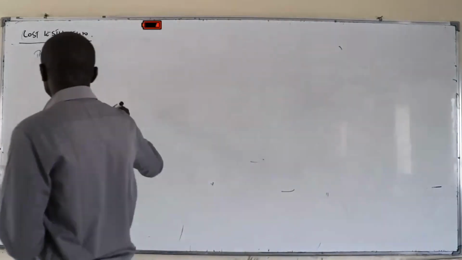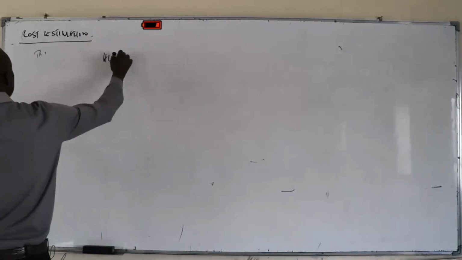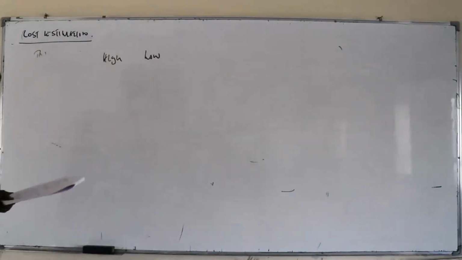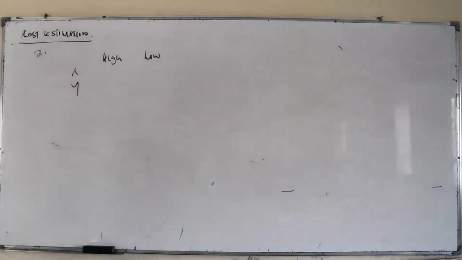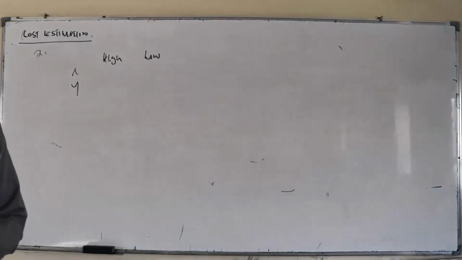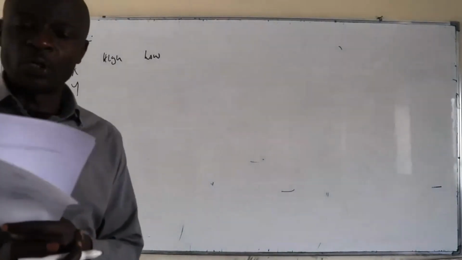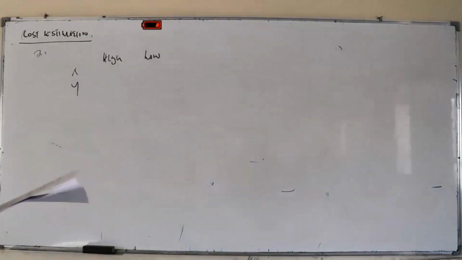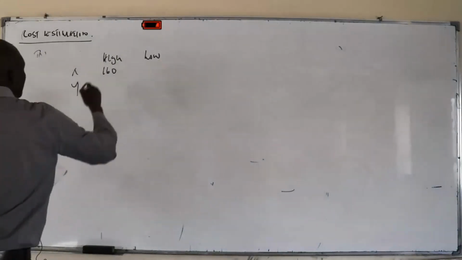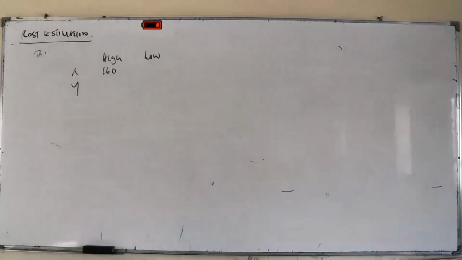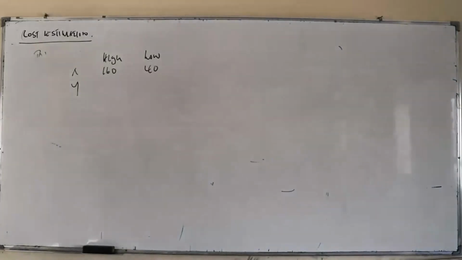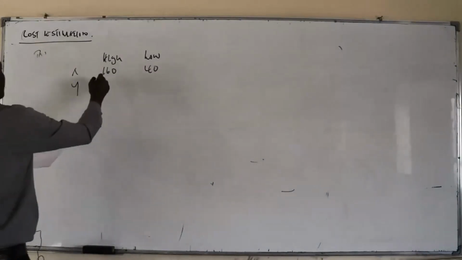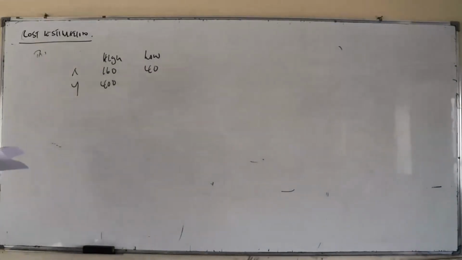So here you write high, and then you write low. Then here we have x and then y. You identify the highest x. X are the units, the independent variable. The highest x in our question is 160, so you write 160 here, and the lowest x is 40. And then you go to y and identify the highest, which is 400, and the lowest is 150.